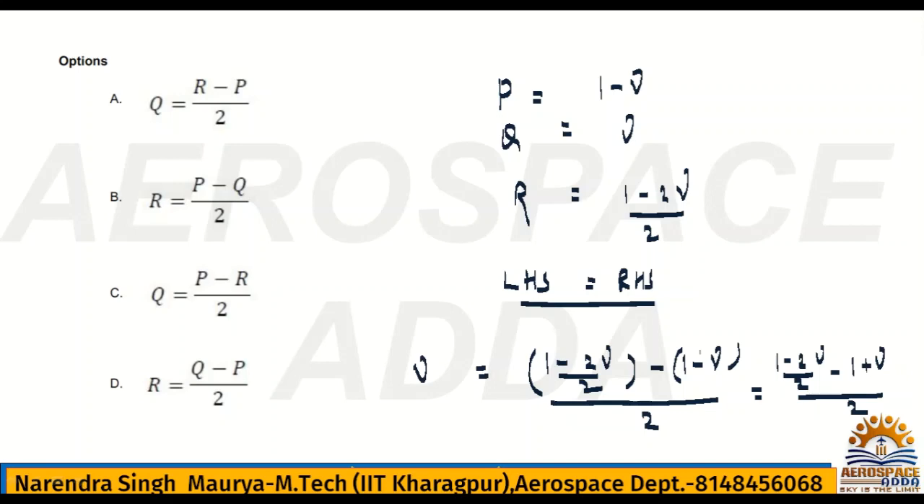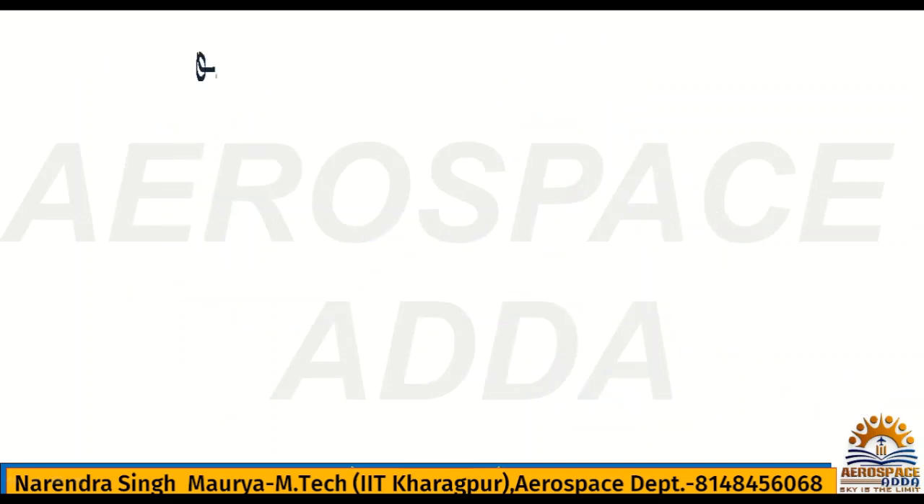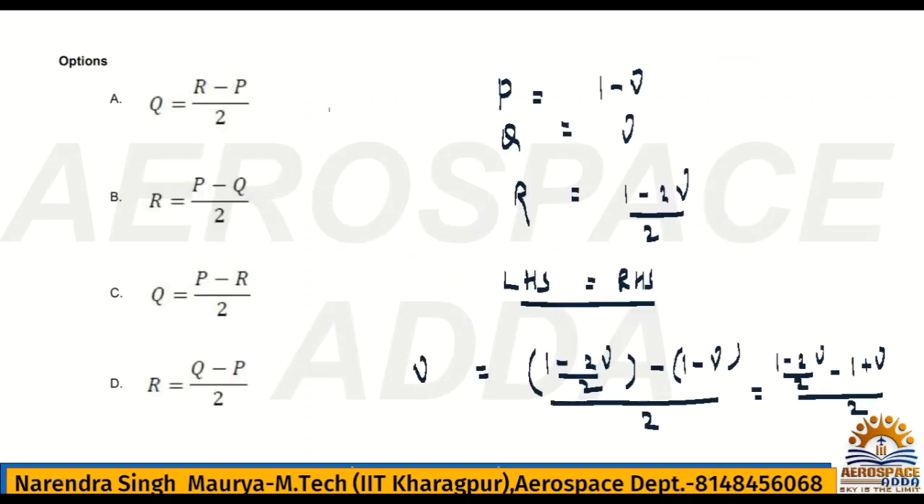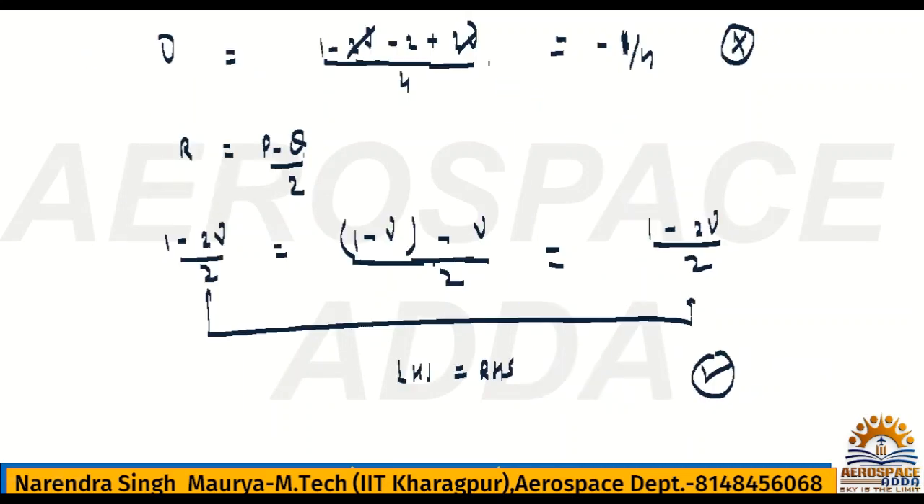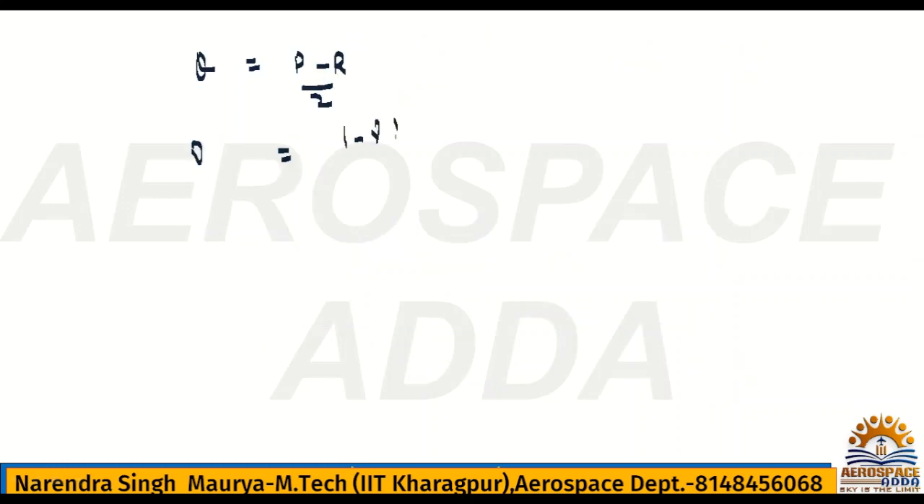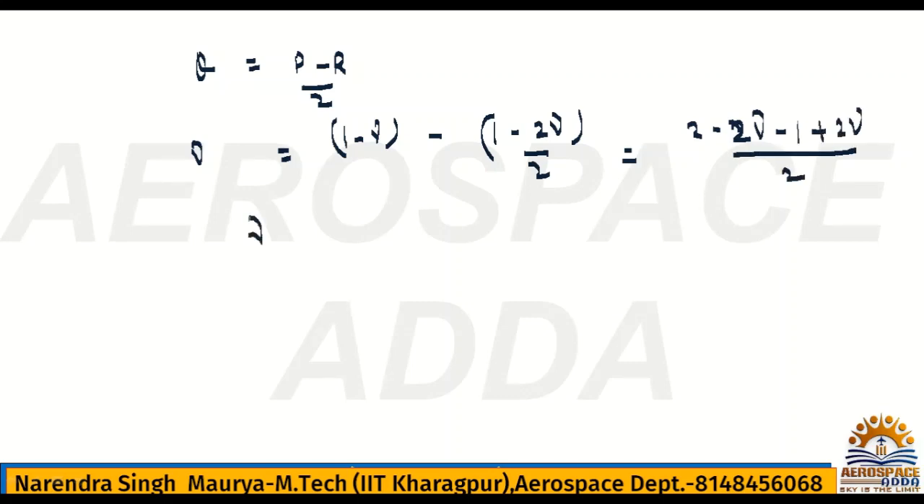Third option you also can try, Q is equal to P minus R. What is Q? What is P? What is R? 1 minus. Again, if you solve and divide something, 2 minus, minus 1 plus, check nu is equal to 1 by 2. Again, this is wrong.